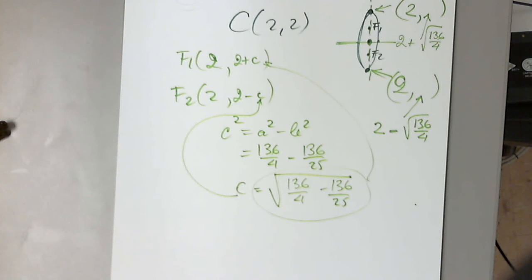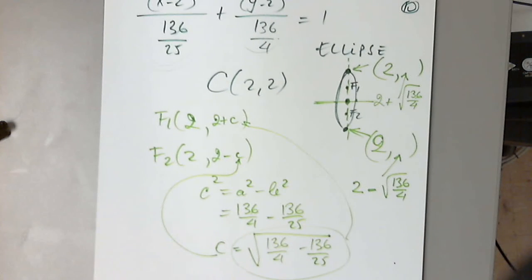Any questions? Yeah, how did you know whether to use 136 over 4, the square root of that, instead of the square root of 136 over 25? So how do you know which to use? Okay. If you have 136 and you divide it by 25, or you have 136 and you divide it by 4, which of these two would be more? Right. So that is bigger. Because it's bigger and it's under y, it means that it's a vertical ellipse. The axis of the ellipse is vertical.